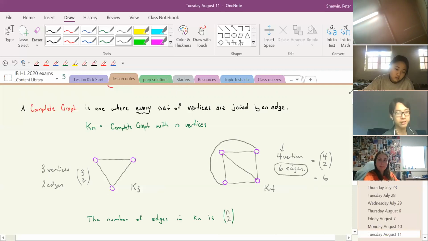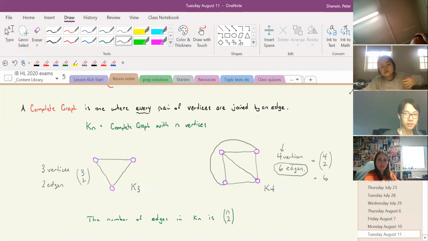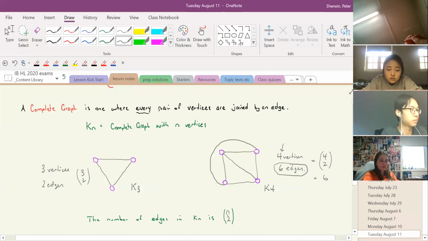Should be 3 edges, right? Number of edges, yeah, that's right. The number of edges from n vertices in a complete graph will be nC2. Let's think about why that is.